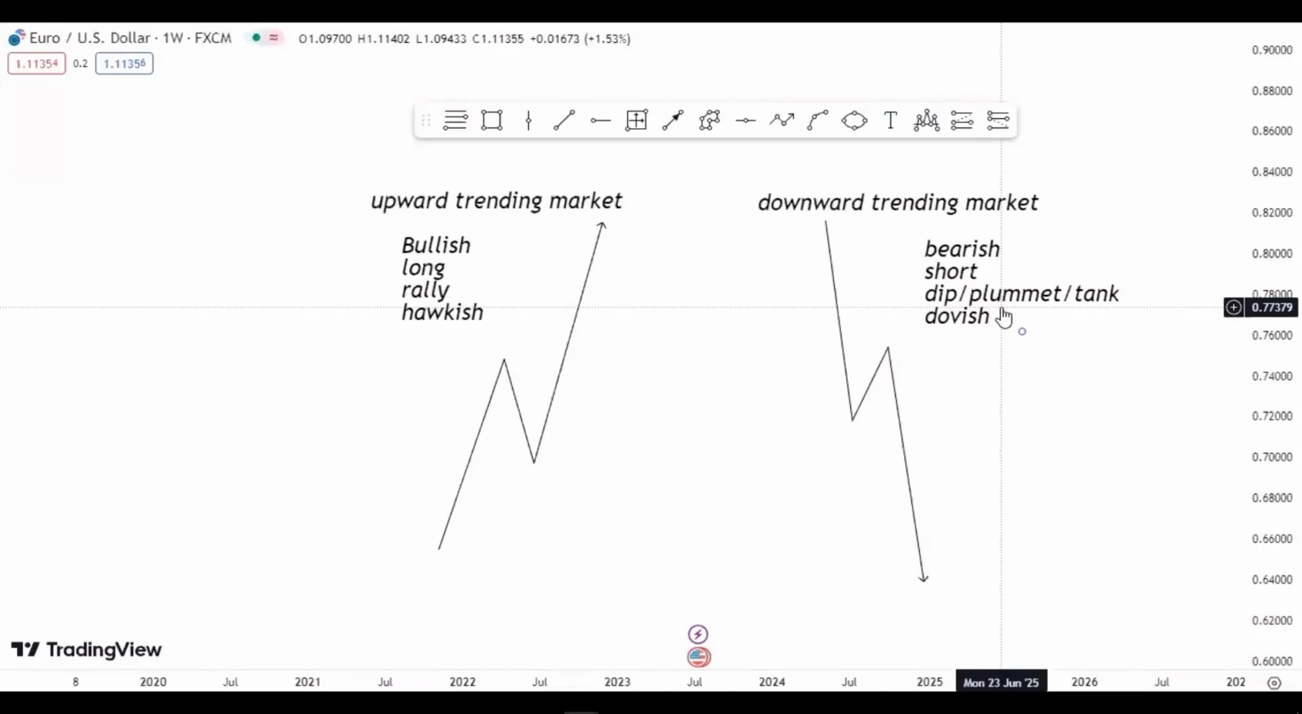So when the market is going up, you assume that it's flying high like the hawk. That's why we say it's a hawkish market. Once again, this is my analogy, not necessarily industry standard. Then when the market is going down, it's flying low like the dove does. That's why we say it's a dovish market.